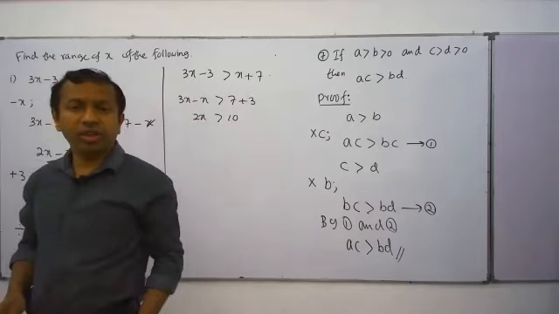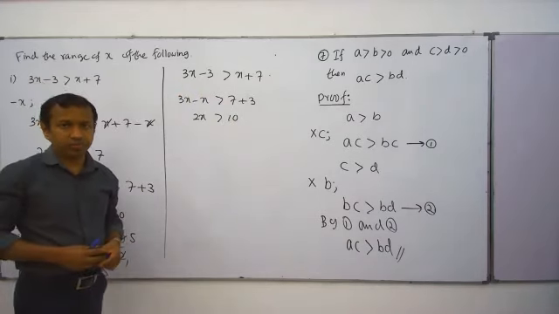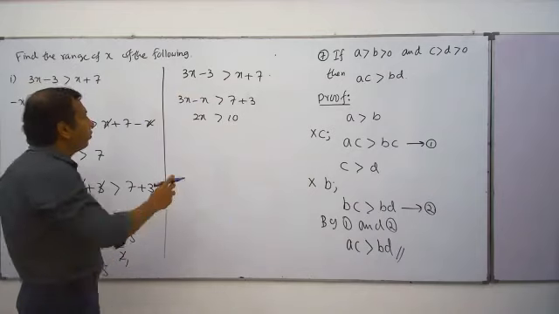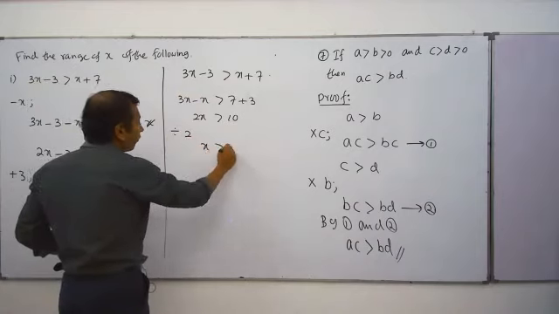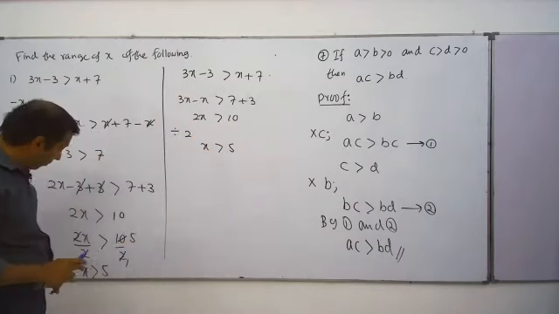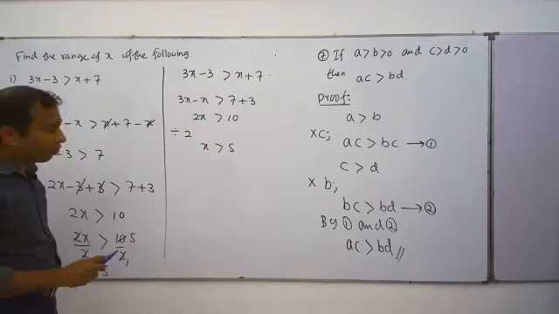Very easy. That means the same steps we apply at once. Okay. Then divide by 2. Then we get x greater than 5. The same answer comes. This answer x greater than 5, people, we mark on the number line like this.